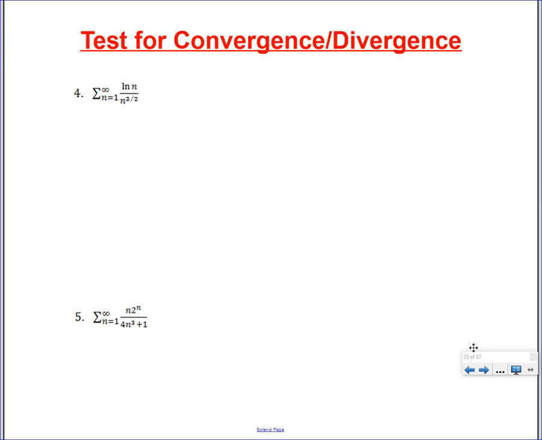N over n to the 3/2? I would do something similar. I would have compared it to 1 over n to the 1/2. I would have done probably n to the 1/2 next because it's divergent.